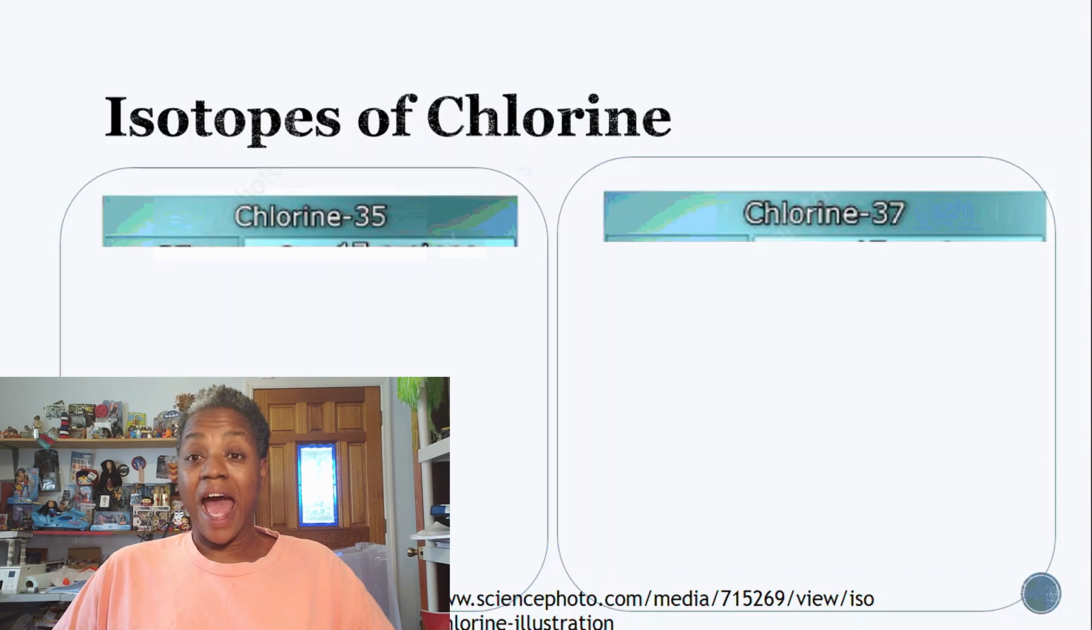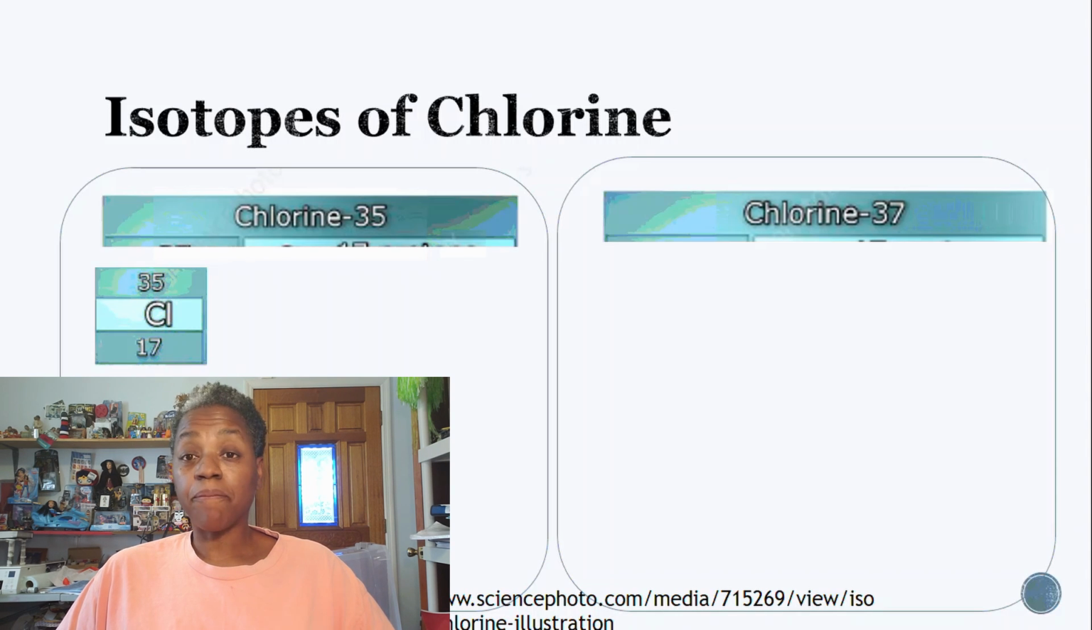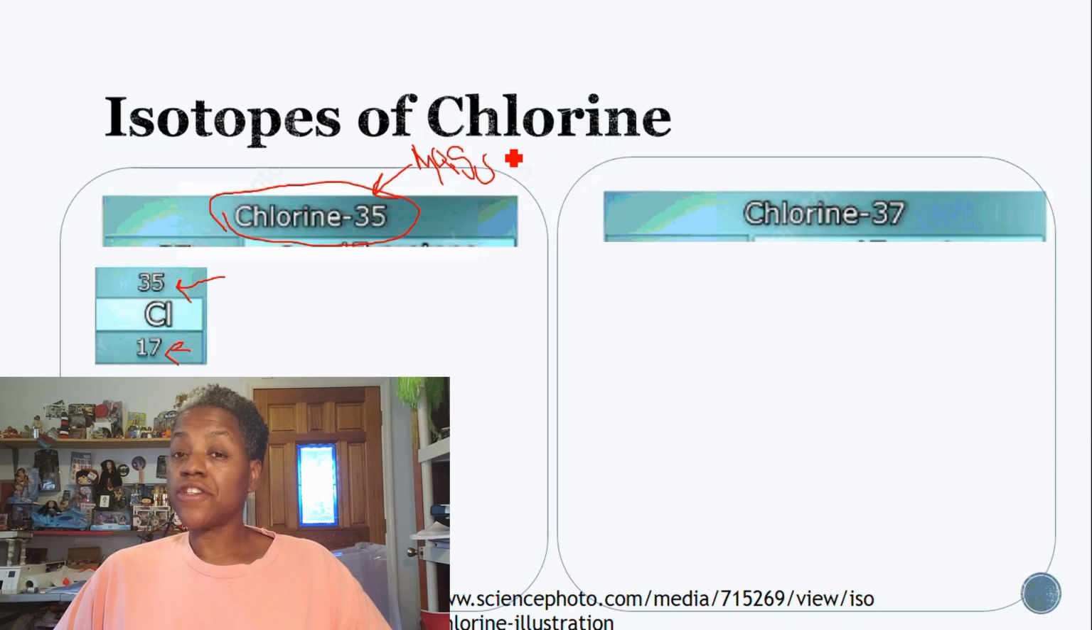This is what we call the isotope notation. You'll notice that 17 is on the bottom. That is, again, the atomic number. Up top, this number 35 is what we call the mass number. So here, chlorine 35, when we write it this way, 35, again, is the mass number. Mass number. There we go. The other isotope of chlorine is chlorine 37. So its isotope notation could look like this.